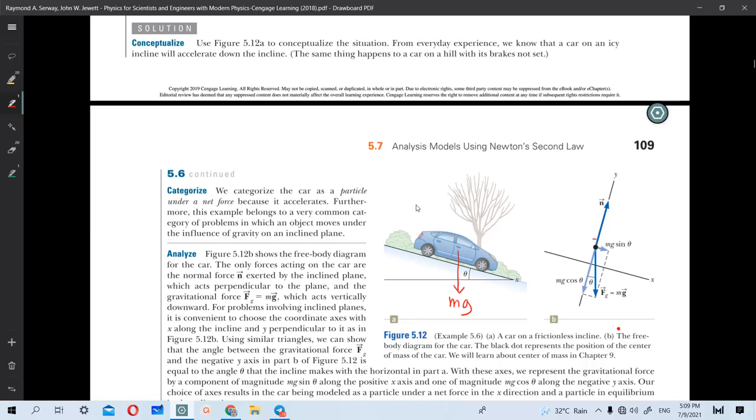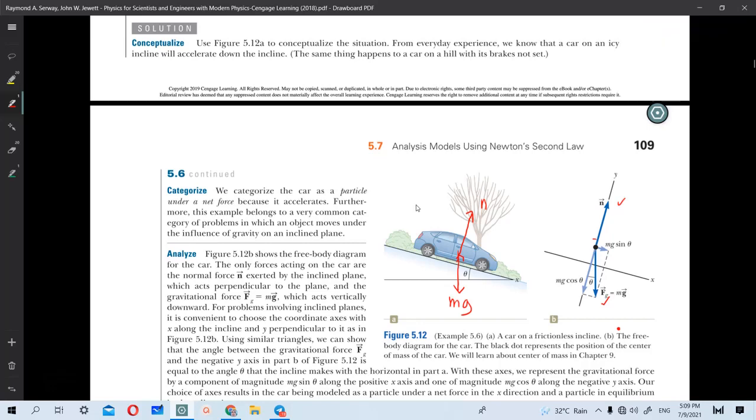So now, the question that you must ask yourself: does this car press onto the surface of this road? The answer is yes, right? So what is the direction? Out and perpendicular to the surface, something like this. This would be noted as N. So this is the one and this is the one.